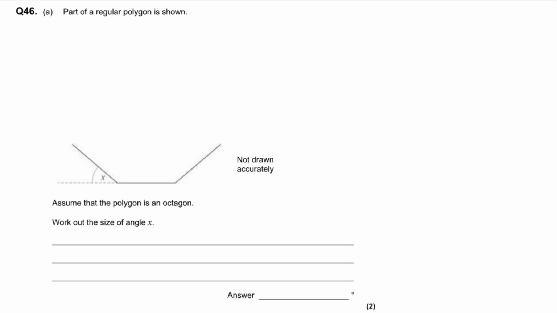Question 46a, part of a regular polygon is shown. Assume that the polygon is an octagon. Work out the size of angle X. Now, angle X here is what we call an exterior angle. We're told this is a regular polygon, which means all the angles are the same. So the exterior angle of a regular polygon is 360 degrees divided by the number of sides, which we're assuming is 8 in this case. So 360 divided by 8, what's that then? That comes out to be 45 degrees. So according to it being an octagon, it's going to be 45 degrees.